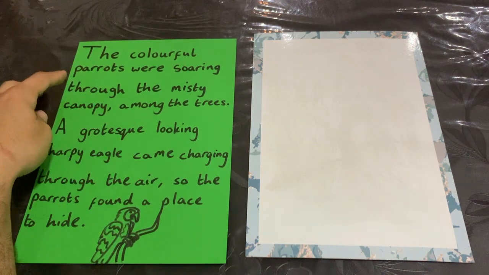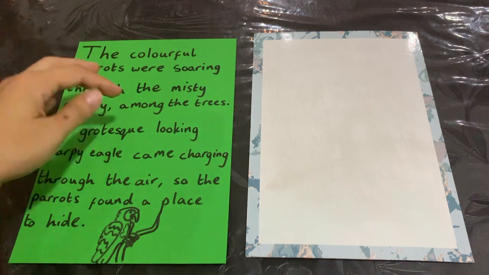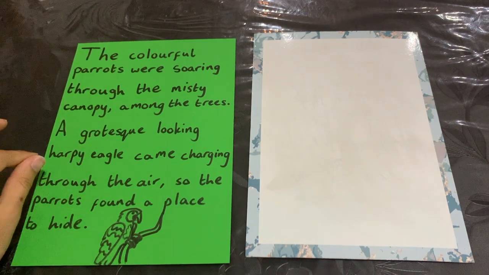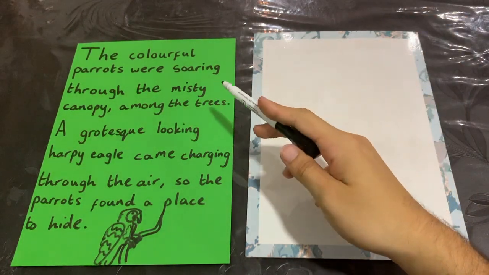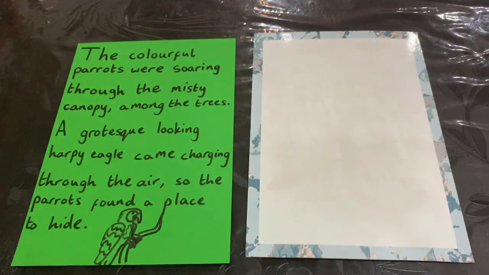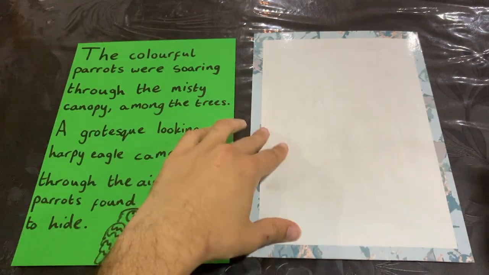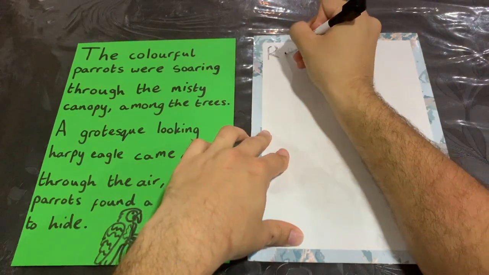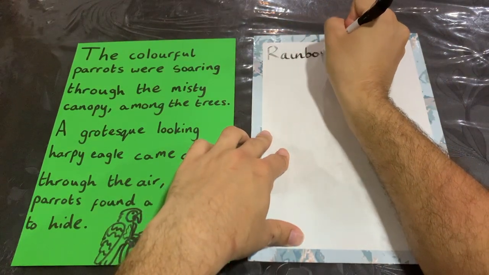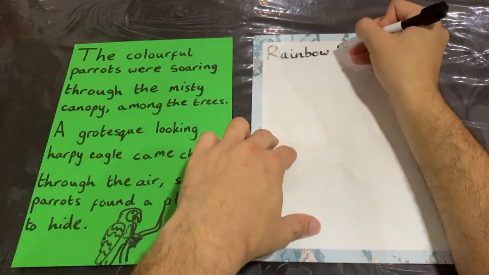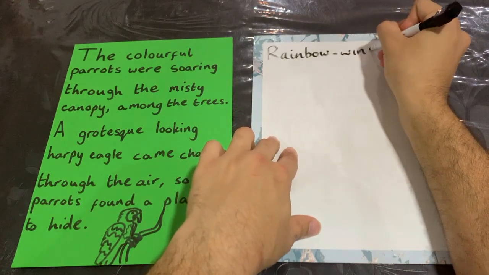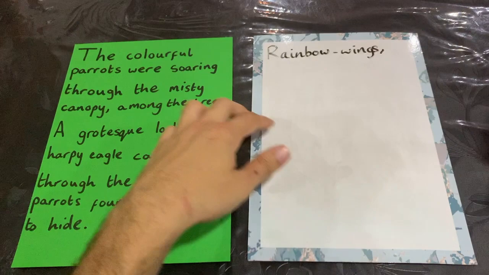The colourful parrots were soaring through the misty canopy among the trees. A grotesque-looking harpy eagle came charging through the air, so the parrots found a place to hide. Okay, now I'm going to think about how I can turn that into a poem. So my first details are the colourful parrots. And for that, I'm just going to write, I like the word rainbow, so I'm going to put rainbow because that is quite colourful. So rainbow. And instead of saying what animal it is, I'm going to give a hint. So I'm going to put rainbow wings. So that's my first line.